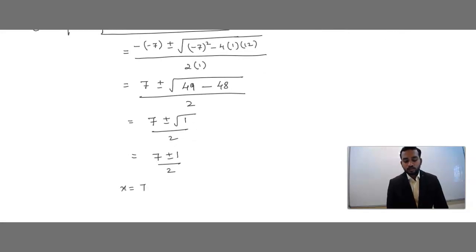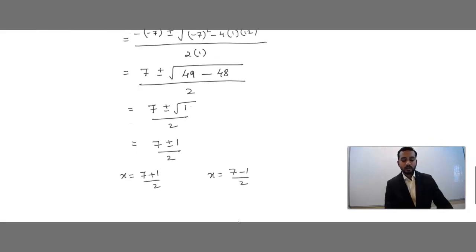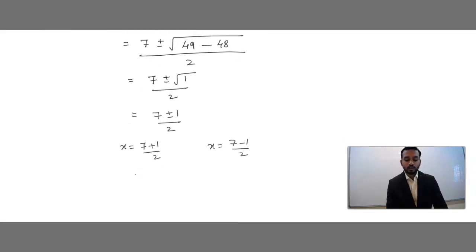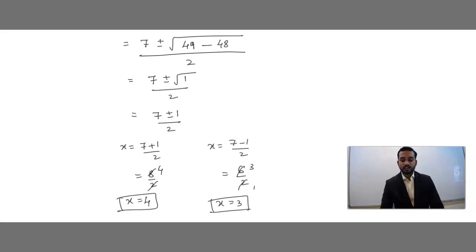7 plus 1 by 2, and x is 7 minus 1 by 2. What is 7 plus 1 by 2 and 7 minus 1 by 2? What is 7 plus 1? 8 by 2. That is 2 ones are 2, 2 fours are 8. So the value of x is 4. 7 minus 1 is 6, 6 by 2, 2 threes are 6. So what is the value of x? It is 3. So the values of x are 4 and 3. Is this clear? So this is the end of question number 4.